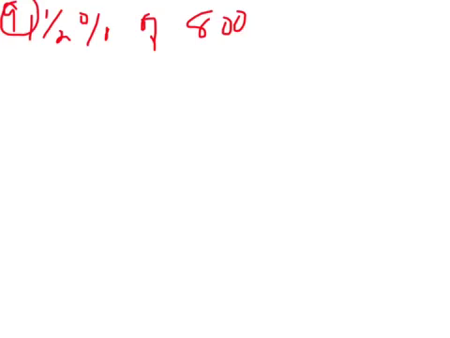1.5% of 800. This is number 9 on your review. Okay, 1.5% of 800. We could rewrite 1.5 as 1.5%. That would probably be a good thing to do because with percents we could do some things with the decimal point that we can't do with fractions.